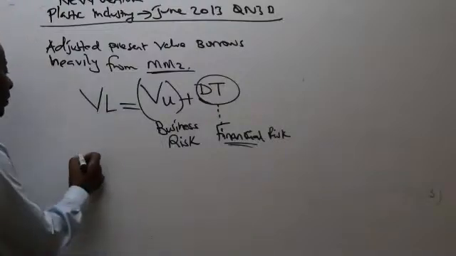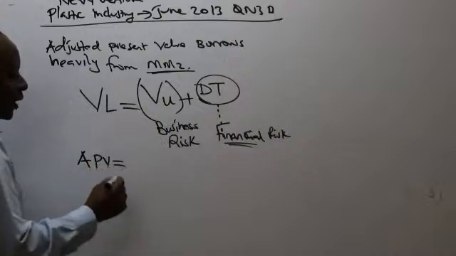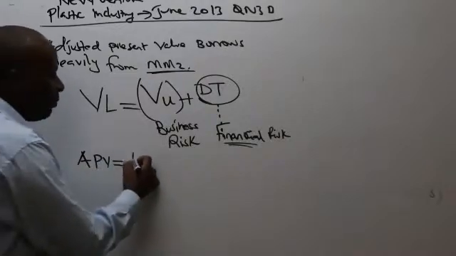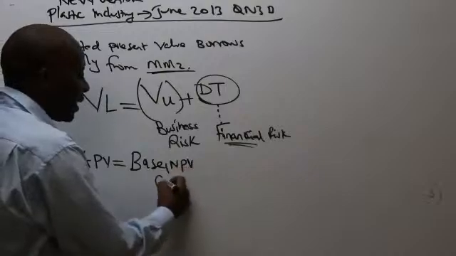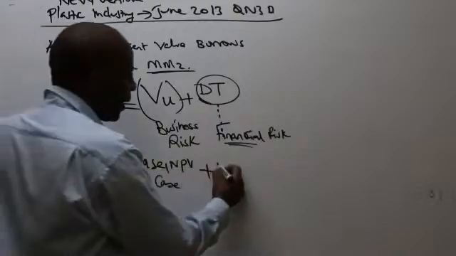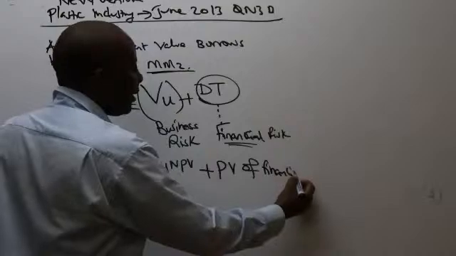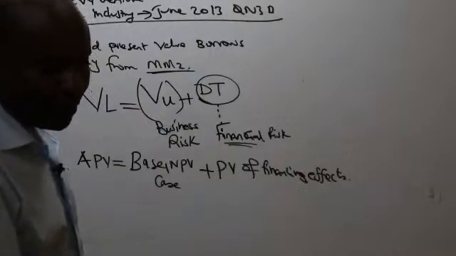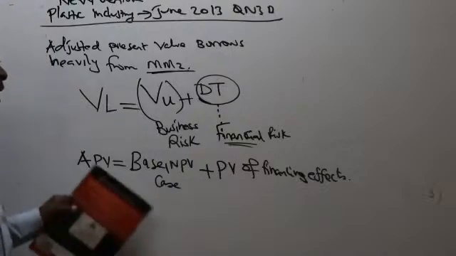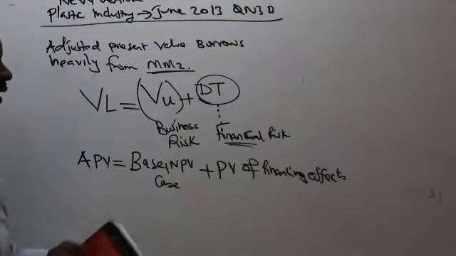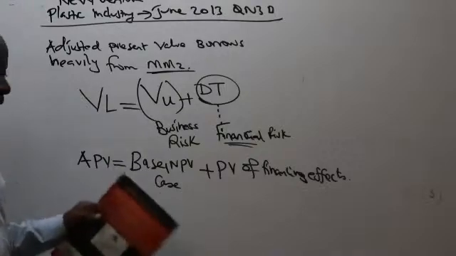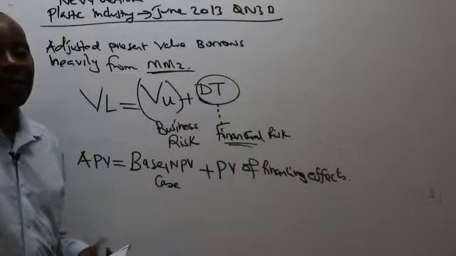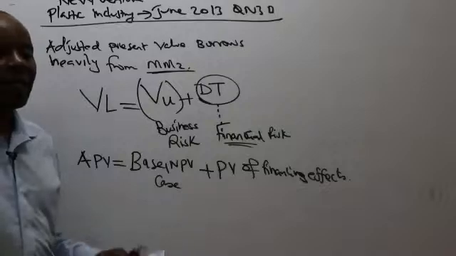And that is why the APV, adjusted present value, will always, anytime we talk of adjusted present value, we'll always take the base case NPV. It's base case net present value plus present value of financing effects. Please write it this way. APV stands for adjusted present value. Adjusted present value is base case net present value plus present value of financing effects.